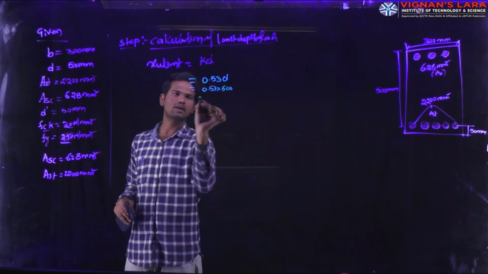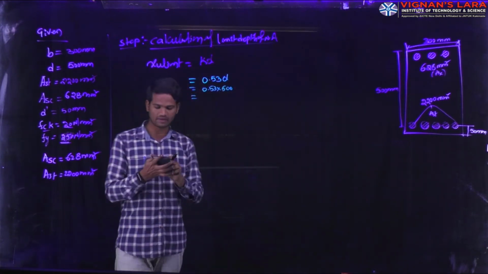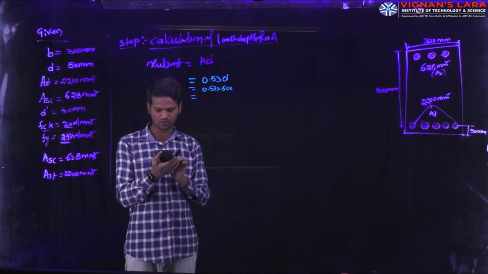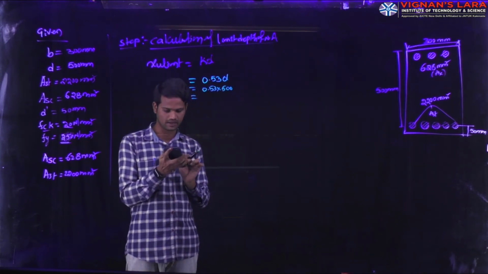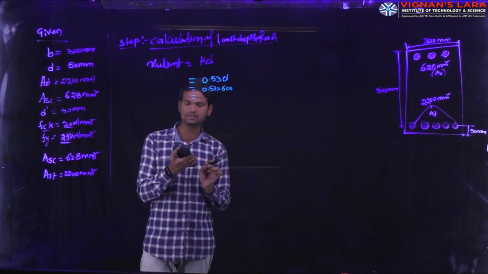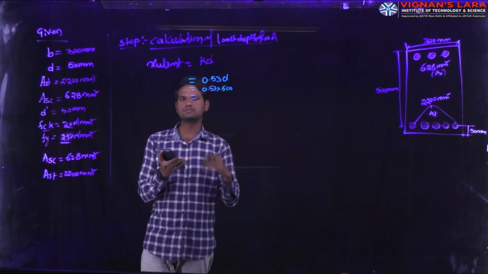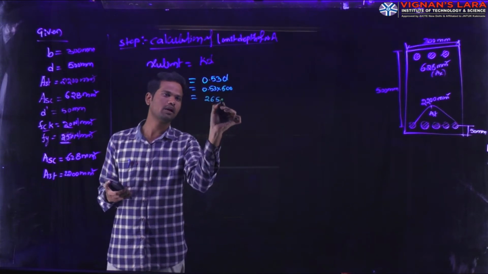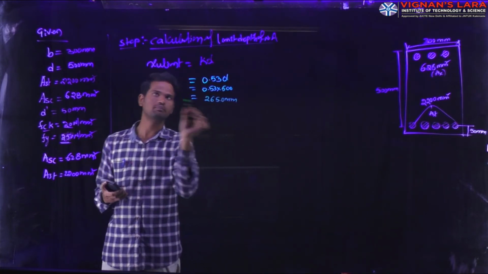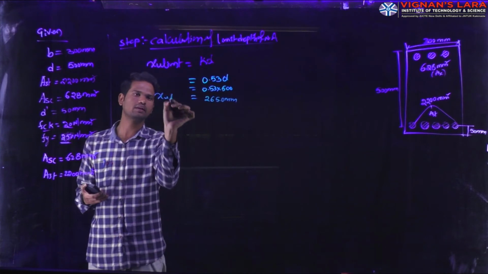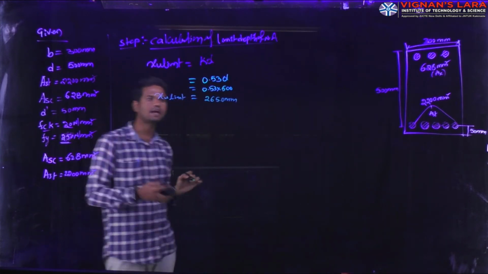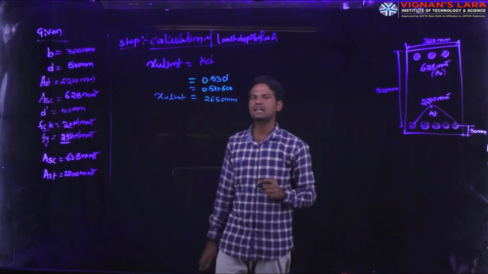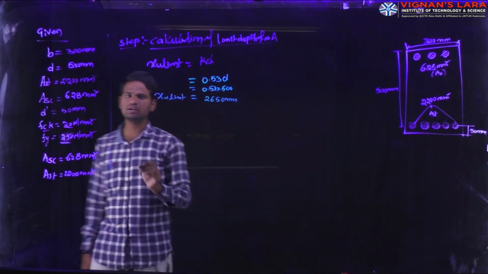I am writing this value as 500. Now I am calculating the limiting depth of the neutral axis. That means 0.53 into effective depth, 500. I am getting this limiting or maximum depth of the neutral axis as 265.0 mm. This XU limit we are getting as 265.0. Now we have to calculate the actual depth of the neutral axis.